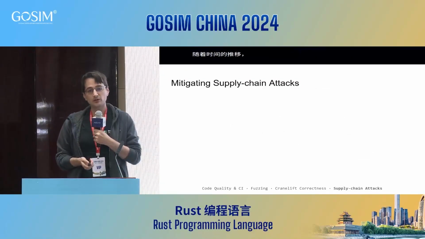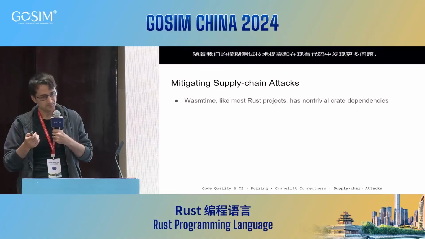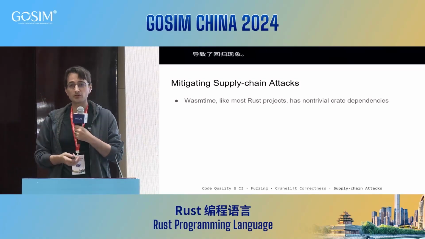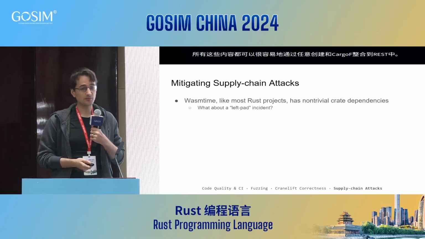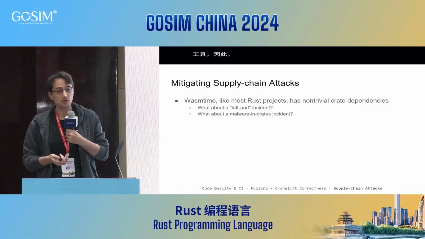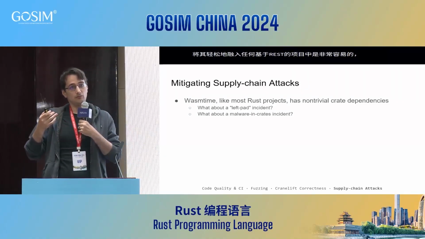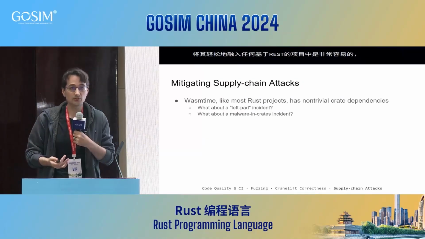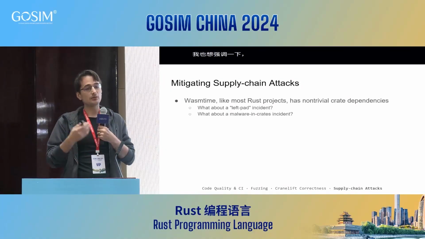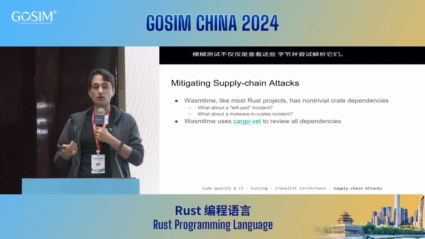And so the final thing I want to talk about is how we mitigate supply chain attacks. In WASMTime, like any other Rust project, we have a non-trivial number of crate dependencies from crates.io. We are just as susceptible as everyone else to a left pad problem or to malware being distributed through crates.io. So in trying to create a high reliability runtime without many security vulnerabilities, this is something that we want to weed out, and we primarily do this with a tool called Cargo Vet.